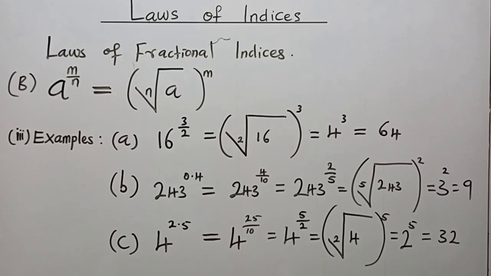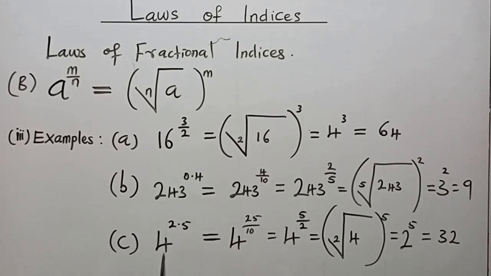The last example says 4 to the power 2.5. This is a mixed number. It contains both a whole number and decimal fraction. But we can still convert this to a vulgar structure. That is to say, structure of a vulgar fraction. Something over something is what we want to have, not something point something.